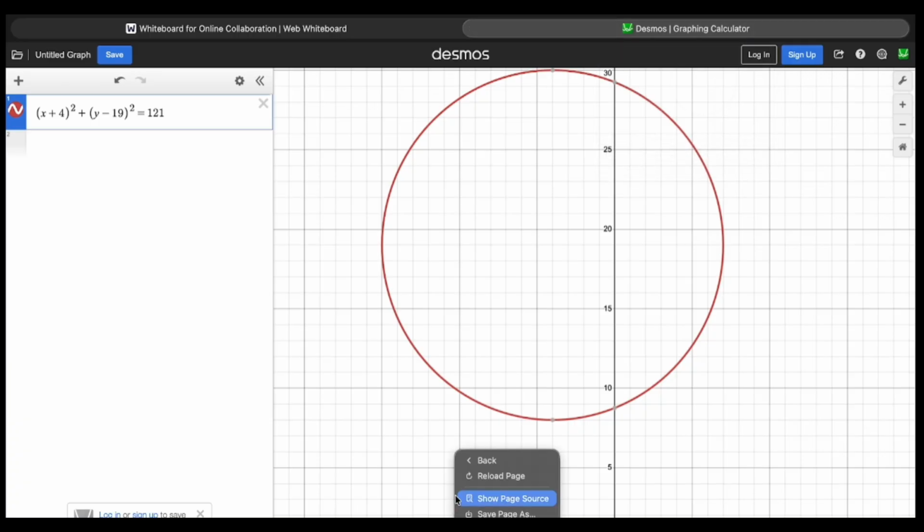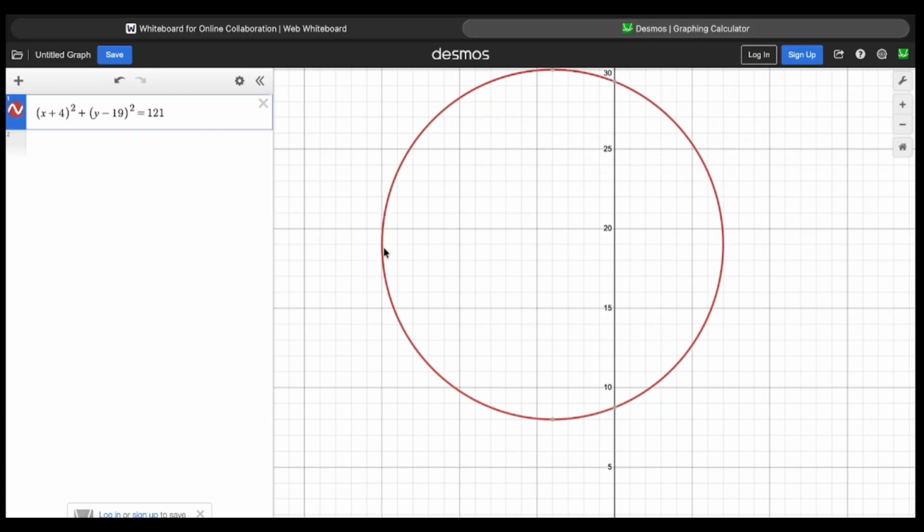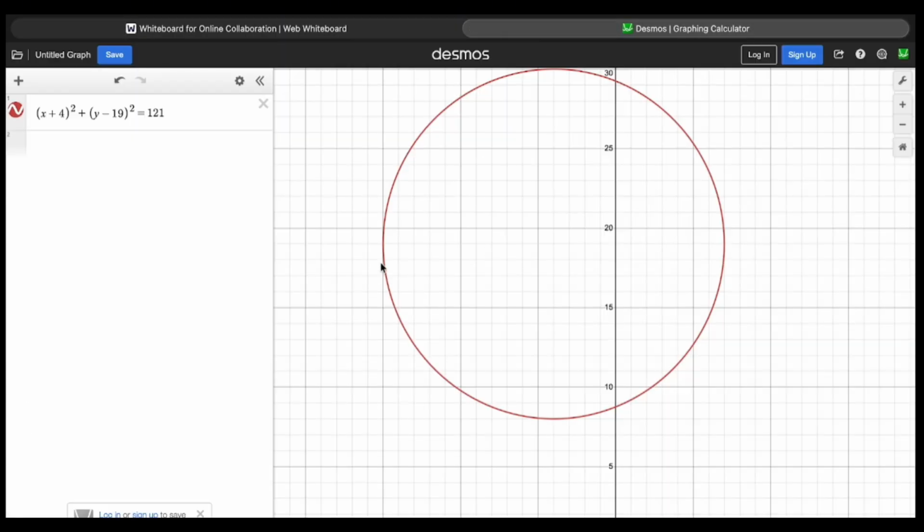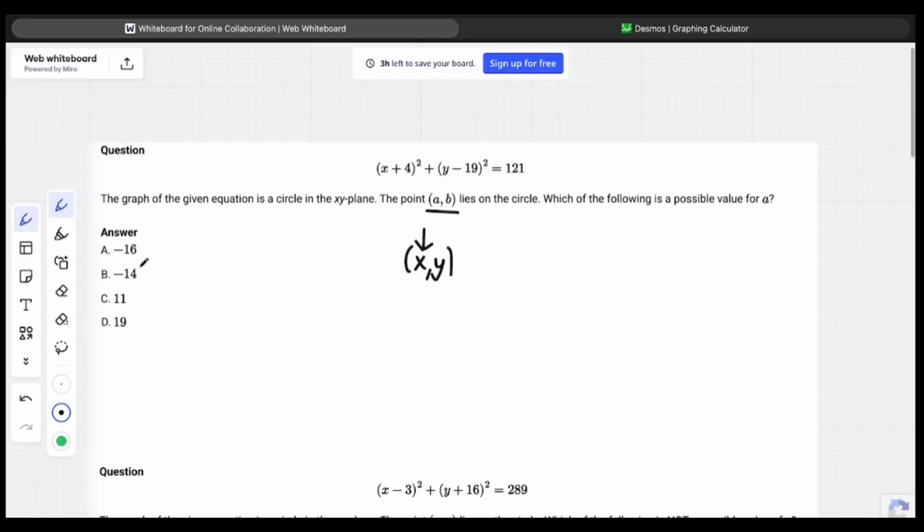So negative 16, as we can see, this circle only goes as far as negative 15, so we cannot get to negative 16. How about negative 14? We check here, indeed we have a negative 14. So that means our answer for the first question is B.